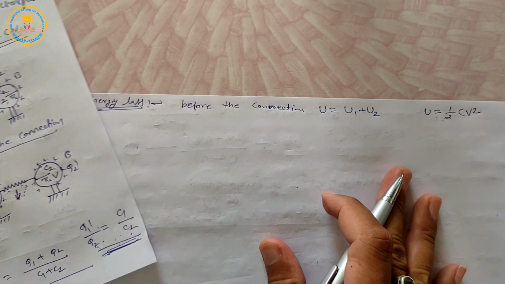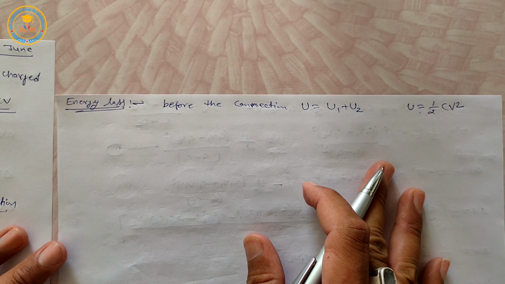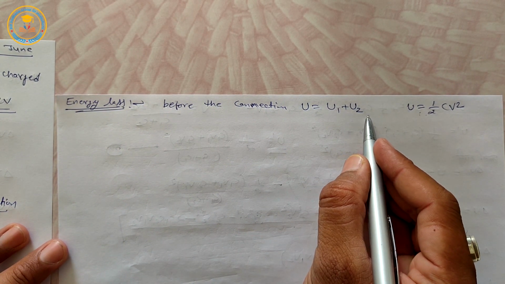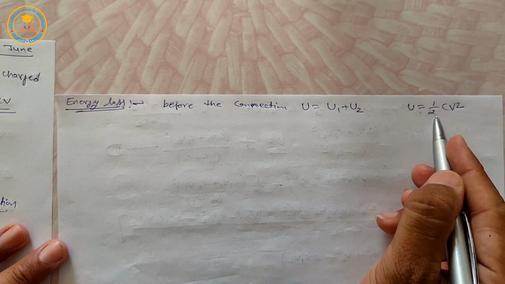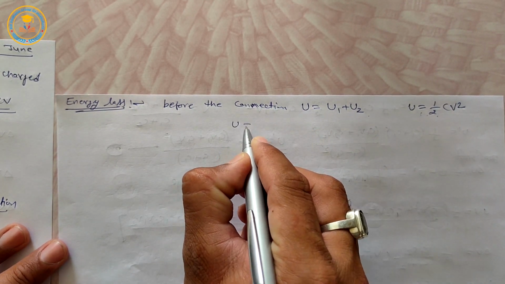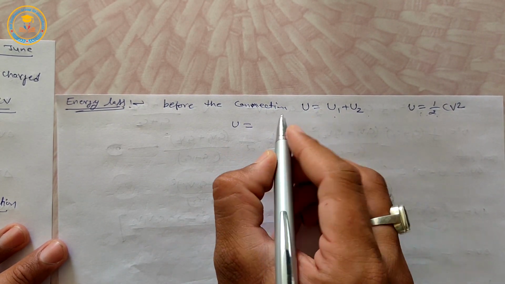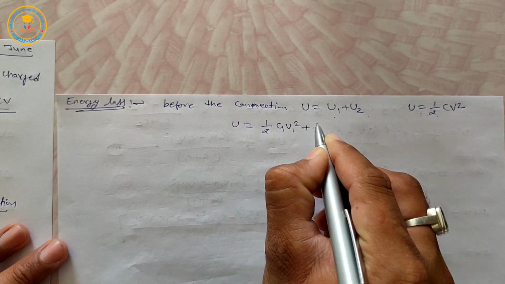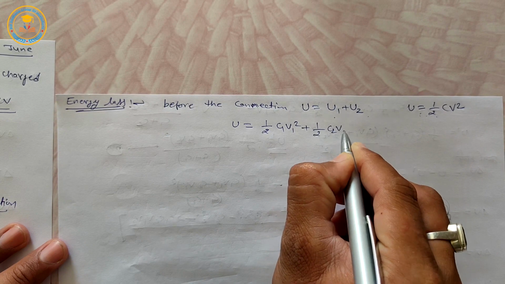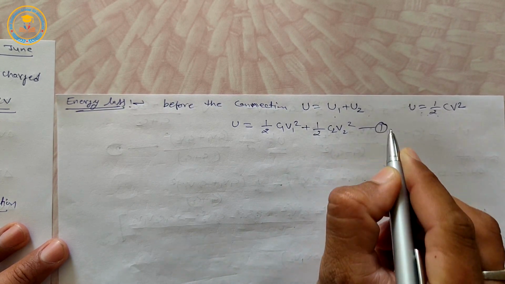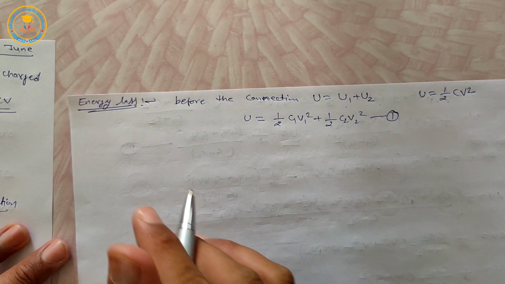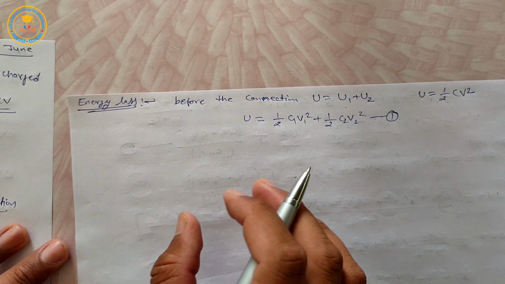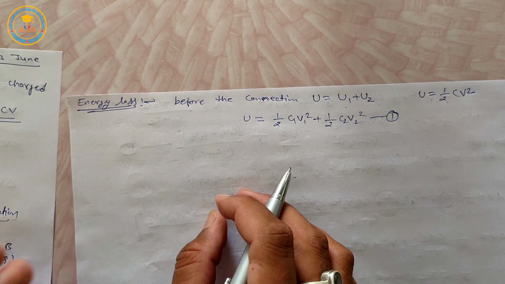U1 is the potential energy of conductor A and U2 is the potential energy of conductor B. So from this equation we can write U is equal to U1 plus U2, which is 1 by 2 C1 V1 square plus 1 by 2 C2 V2 square. This is equation number 1. Okay. Now we attach both the conductors by a connecting wire.